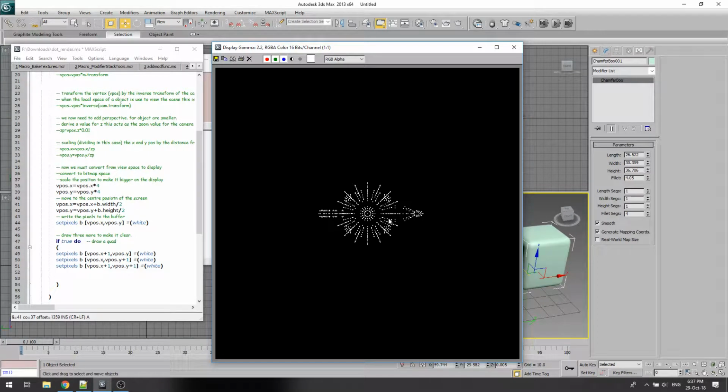And this is because this is how vertices are stored. They're stored in local space. They are stored relative to the object, and it is the object that moves around in the world, not the vertices. So this is where the matrix transform comes in.